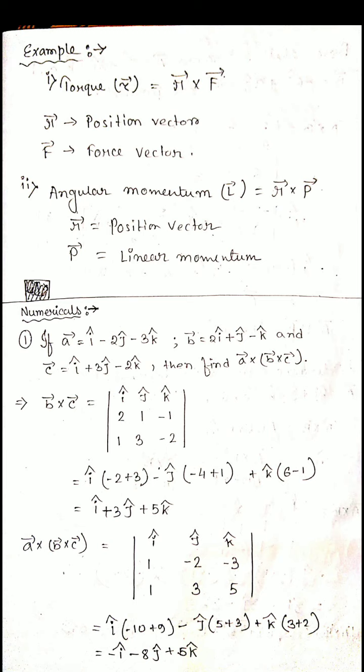So we get the value of B cross C. Now we find out A cross B cross C. So first we write I, J, K, A, AX, AY, AZ. Now the B cross C we already found, so 1, 3 and 5. In the same way we simplify this one and we get the ultimate answer.